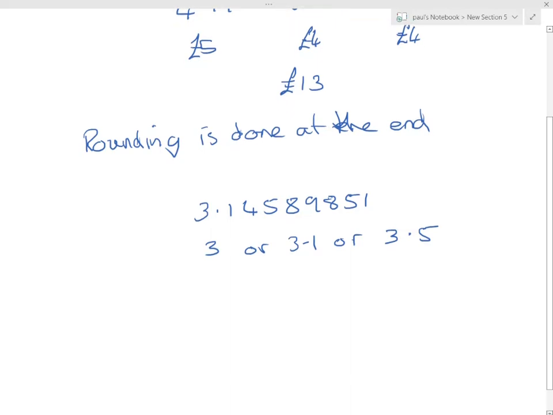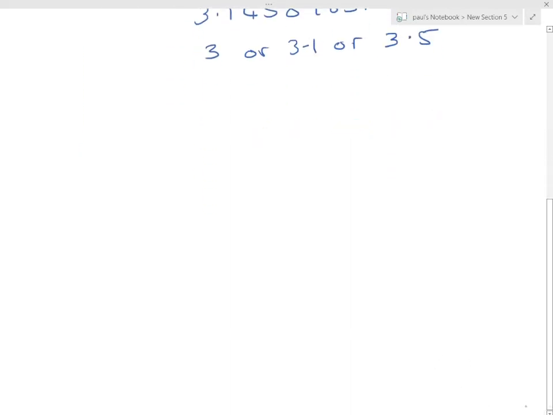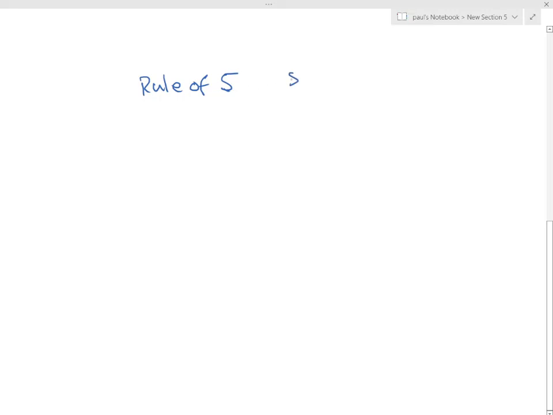Now there are rules when you're rounding, and there are 2 types of rounding. The first rule that we're going to look at is the rule of 5. This is the number that determines the rounding. So if it's 5 or more, you round up. If it's 4 or less, you round down. So how does this work?